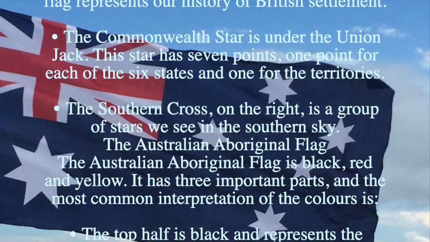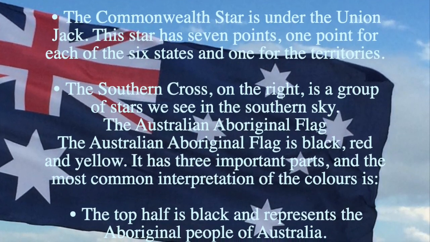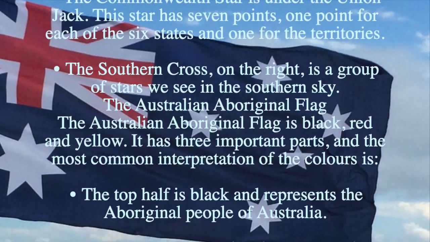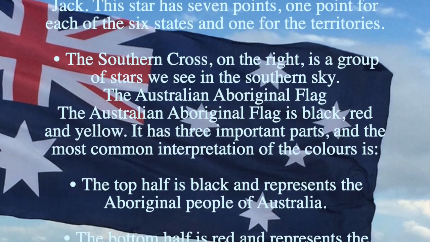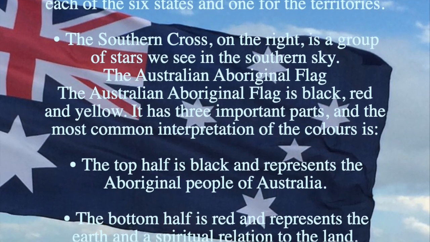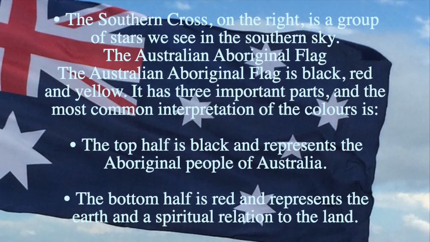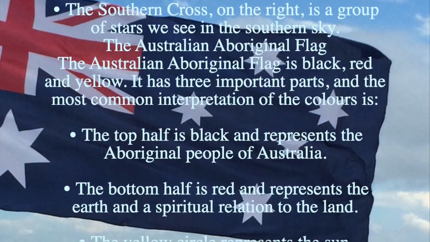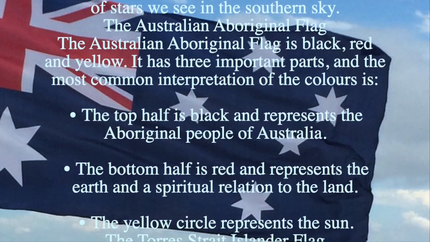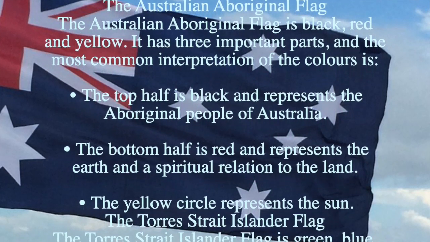Also, you can see on the right hand side of the flag the Southern Cross. You can see four big stars and one small star, all together 5 stars forming the Southern Cross. At night, you can see it in Australian skies. It is a group of stars we see in the southern skies as well.